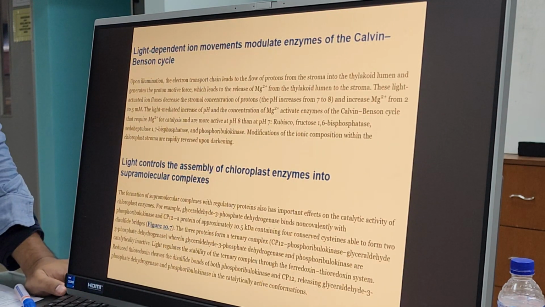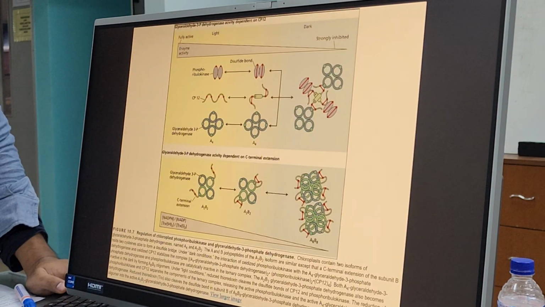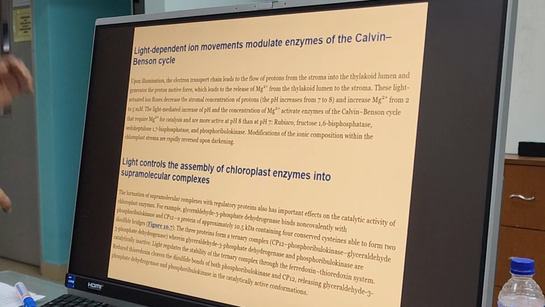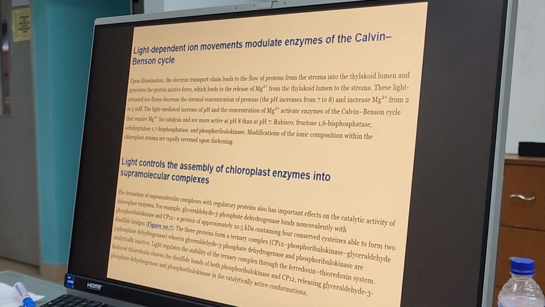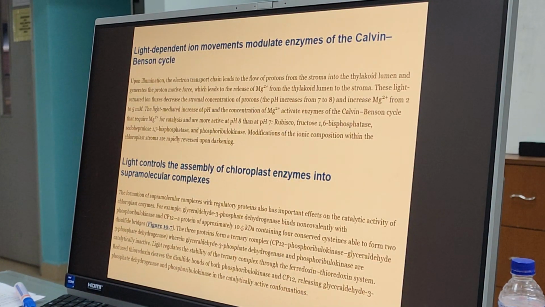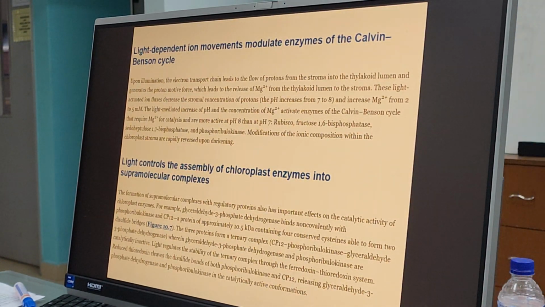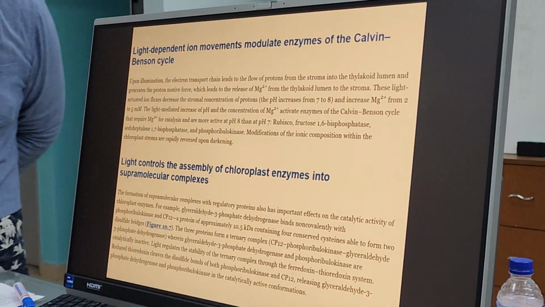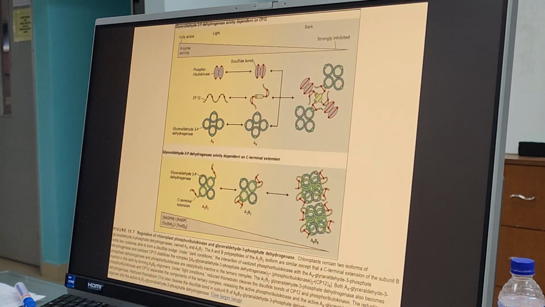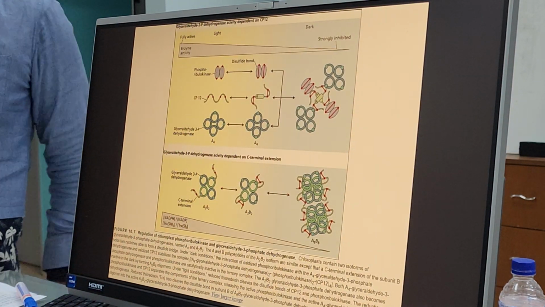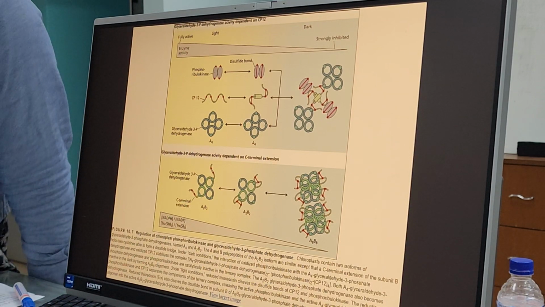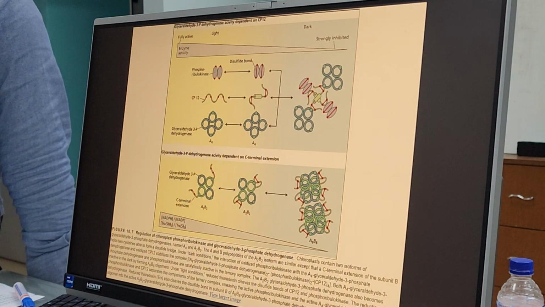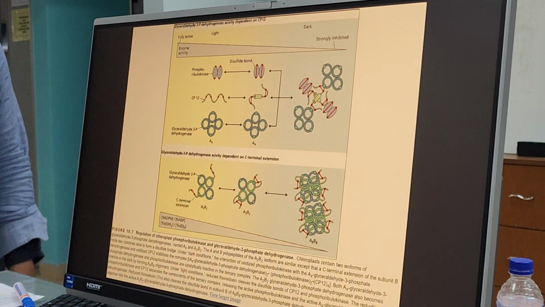Oh, what's this? Light control. Oh, this thing. The supramolecular. So this is the final thing for this lesson. So this is about the supramolecular complexes. Oh god, this thing. You know, I'm just telling you the summary story of it. You need to read it anyway when you go back. Okay. So what's this? What's that?